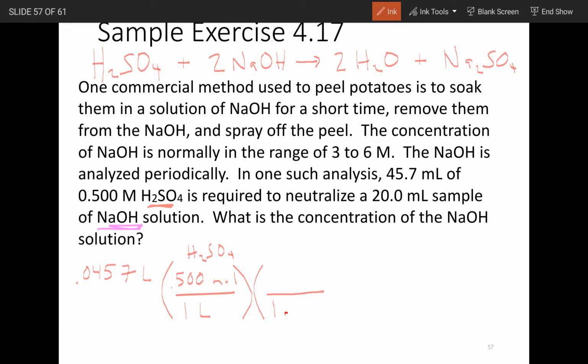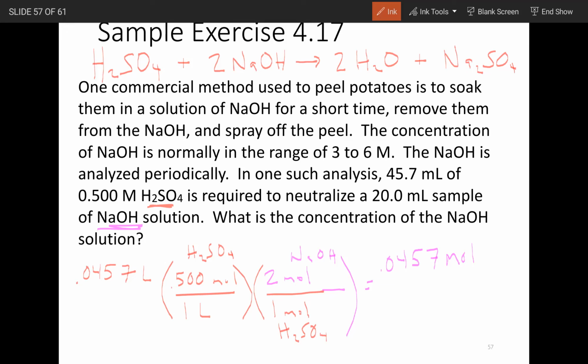And then with the reaction, 1 mole of H2SO4 is going to be equal to 2 moles of NaOH. And then what we'll have now is the moles of sodium hydroxide, which if we solve for, is going to be 0.0457, which makes sense because we had in those parentheses half and then 2. So the number itself isn't actually going to change. But instead of liters, now we're looking at moles.